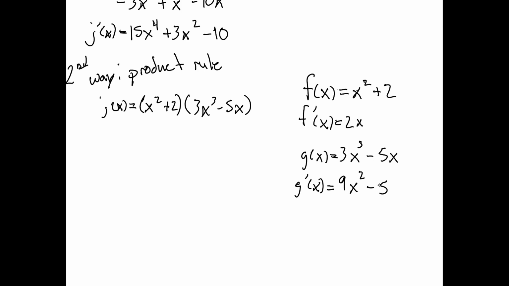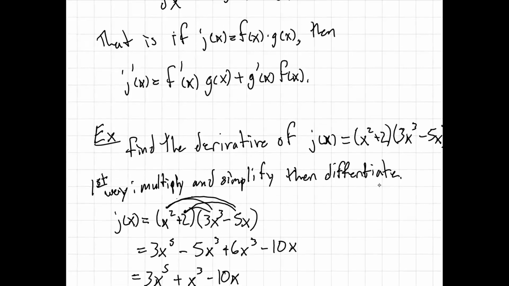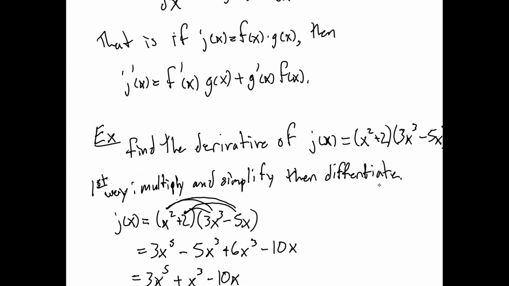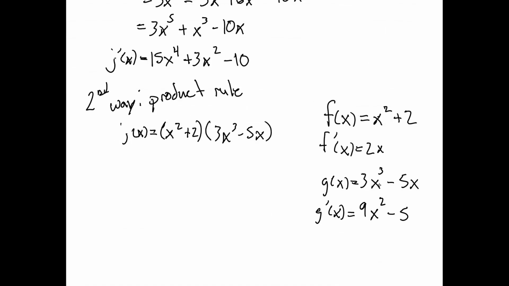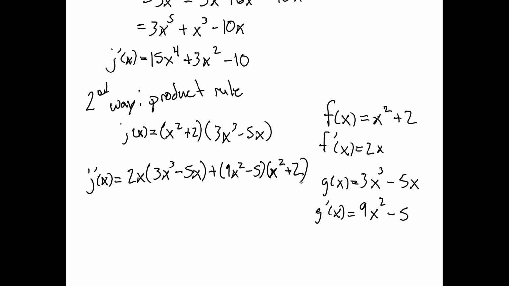The reason I did that is if we look back at our product rule, j prime of x is f prime of x times g of x plus g prime of x times f of x. So I now have all 4 of those, and I just need to plug them in. So j prime of x is 2x times g of x, which is our 3x cubed minus 5x, plus g prime of x, 9x squared minus 5, times f of x, which is x squared plus 2.